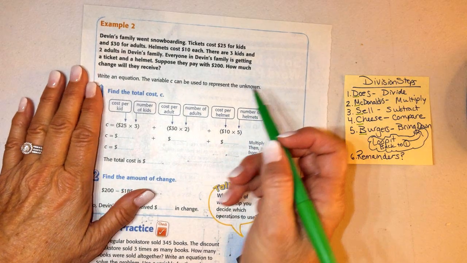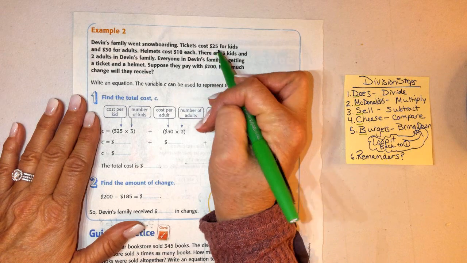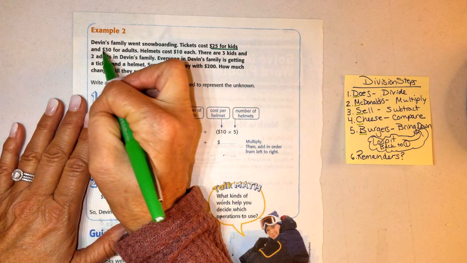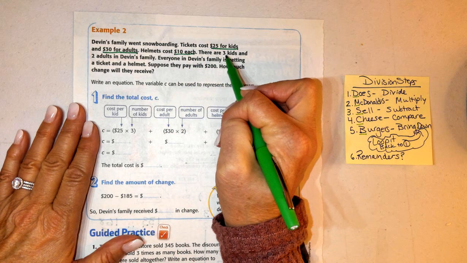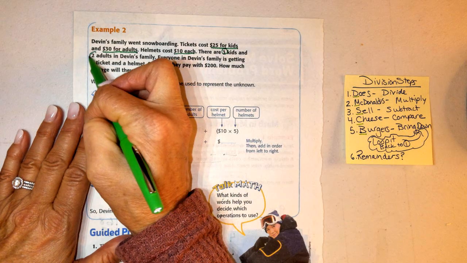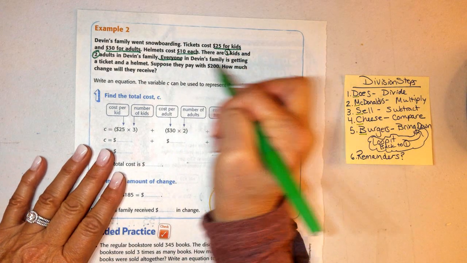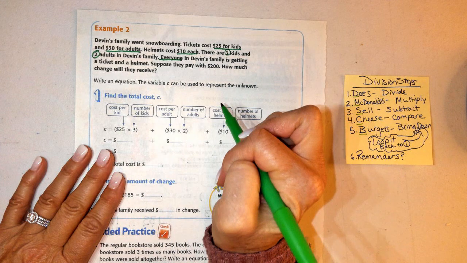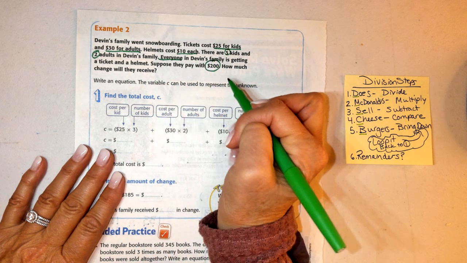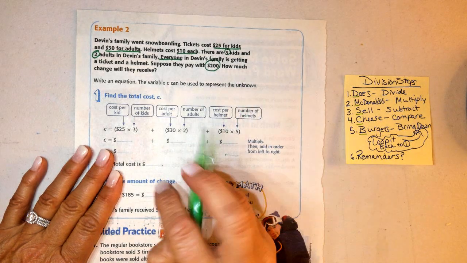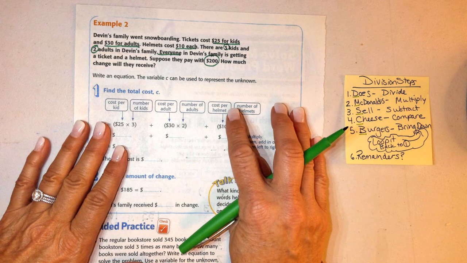Let's take a look at example 2. Devin's family went snowboarding. Tickets cost $25 for kids and $30 for adults. Helmets cost $10 each. There are 3 kids and 2 adults in Devin's family. Everyone in Devin's family is getting a ticket and a helmet. Suppose they pay with $200. How much change will they receive? That's a lot of things going on in here. So let's just take it step by step, okay?